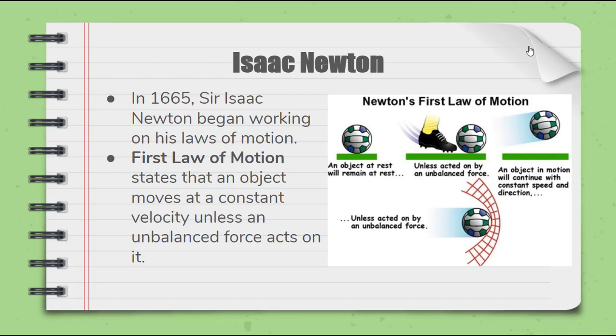So the example here on the right is that the individual is kicking the ball. An unbalanced force acted upon the ball, causing the ball to move. An object in motion will continue with constant speed and direction unless acted on by another unbalanced force. So objects in motion tend to stay in motion until another object or force acts upon it. In this instance, the ball will continue to go with the same velocity until it hits the back of the net, in which he scores a goal.